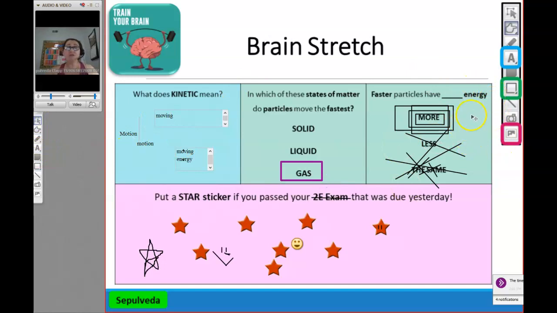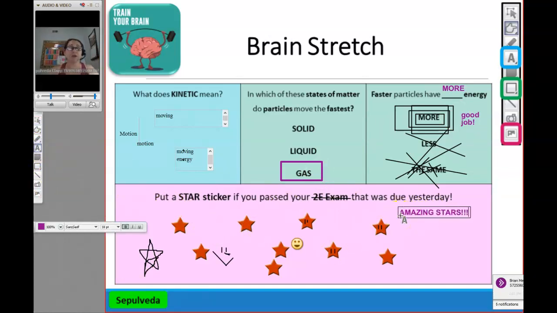Now, faster particles have what? More, less, or the same energy? Well, they have more, okay? Obviously, when we're talking about faster particles, they're moving around everywhere. Think of our states of matter, the gases, how those particles are moving faster and faster. So, absolutely right. Good job, everybody. They have more energy.